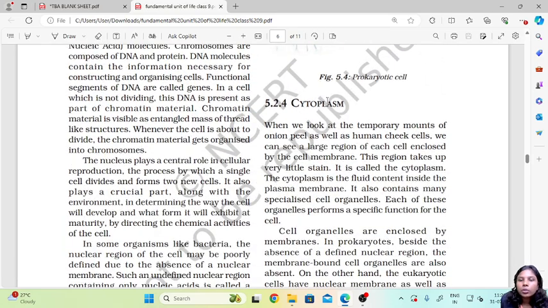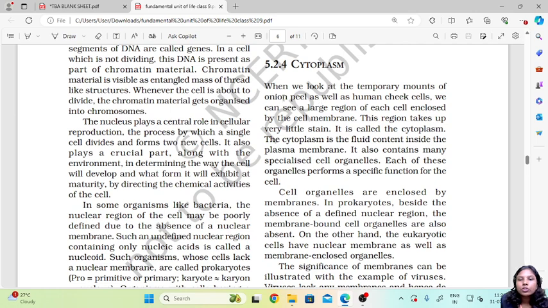So now let's look at the next part. We said outside the nucleus, we have the nuclear membrane, and then we have the cytoplasm. Now let's try to understand what this cytoplasm is. When we look at the temporary mounts of the onion peel as well as the human cheek cells, we can see a large region of each cell enclosed by the cell membrane.